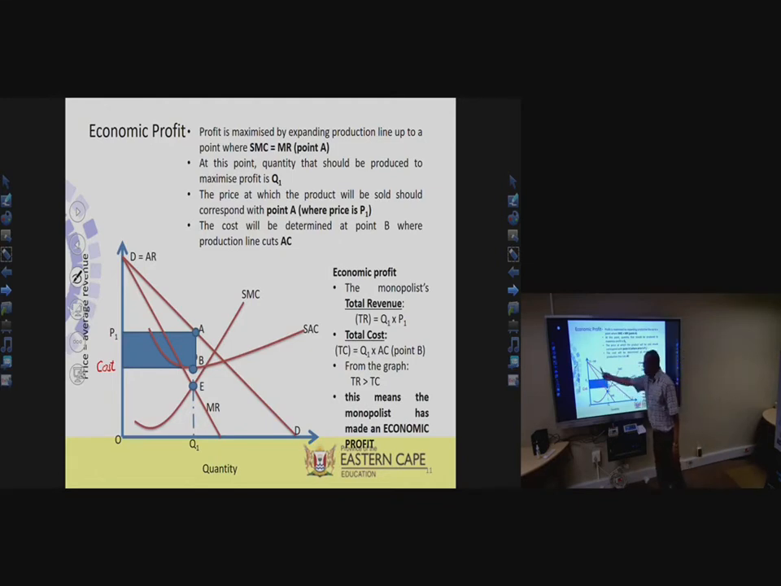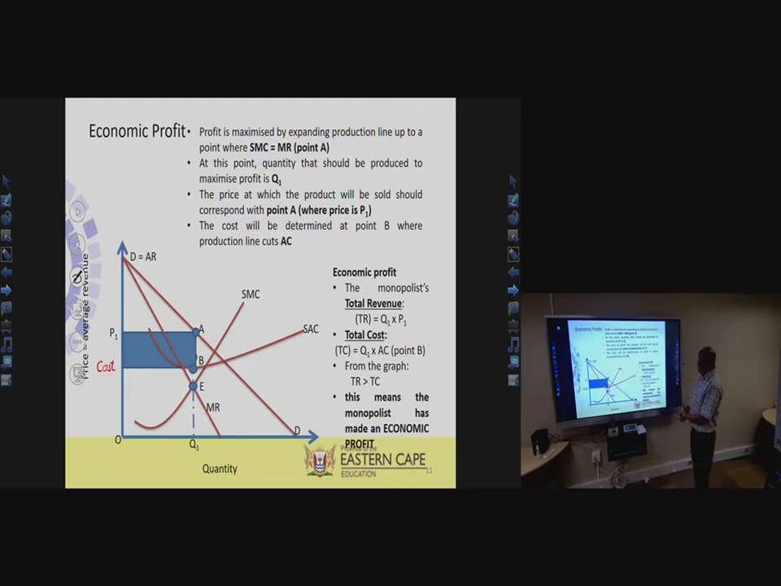Now we are able to draw our curves for the monopoly. We've already discussed D is equal to AR in the previous slides, and then there is your MR, which should be cutting that particular horizontal axis halfway. Then that is the case. Now we have to introduce the AC and the MC. That is your average cost and your marginal cost.